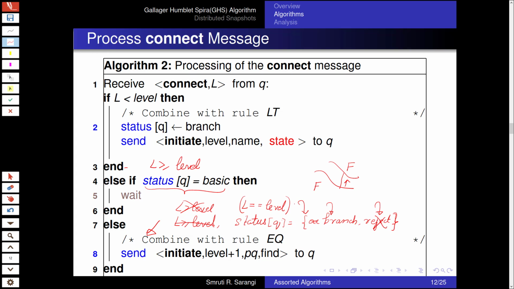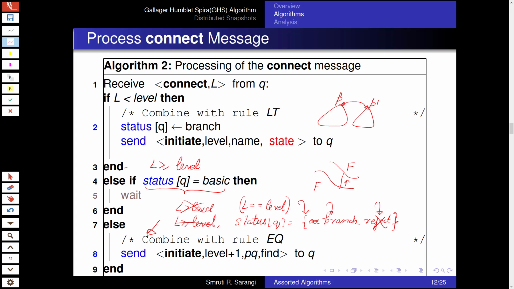We were not able to see it the first time when we looked at this algorithm, but now we can clearly see that the EQ equality rule holds. The status of the edge is a branch, and furthermore, the levels are equal, because nothing else is possible, and that is how we initiate. So for two fragments at the same level, take a look at their joining edge. Let's call these nodes P and P dash. I don't want to use P and Q anymore.